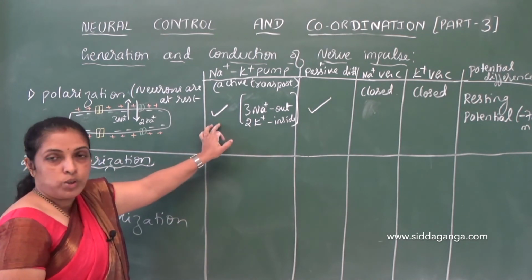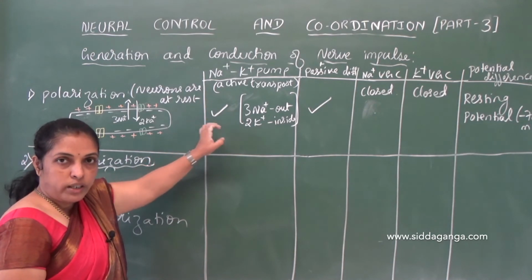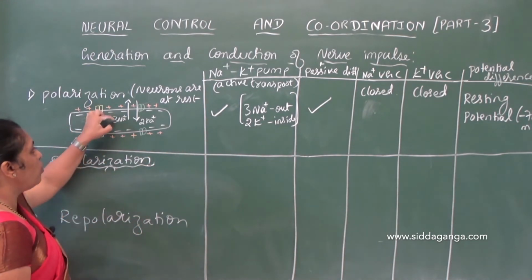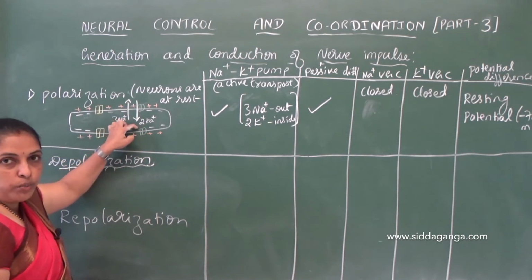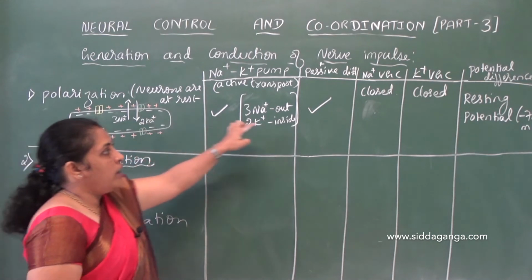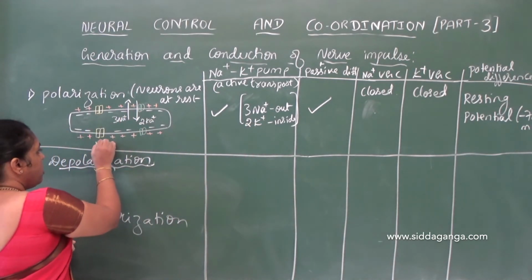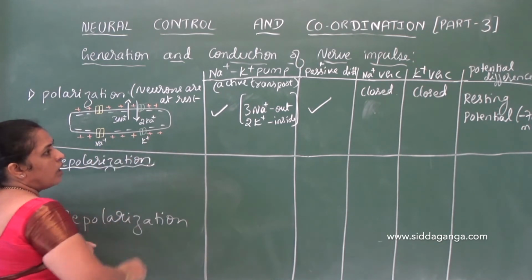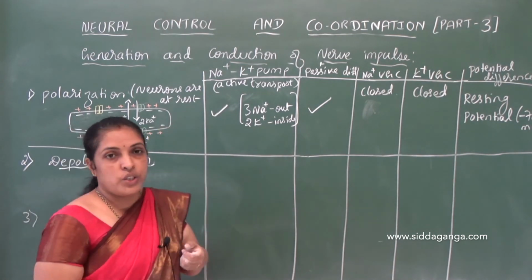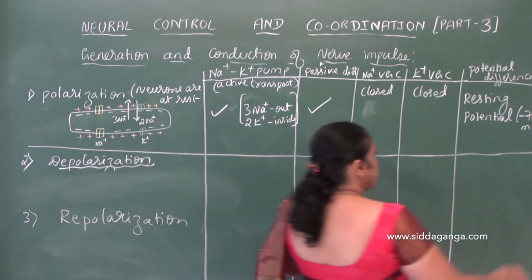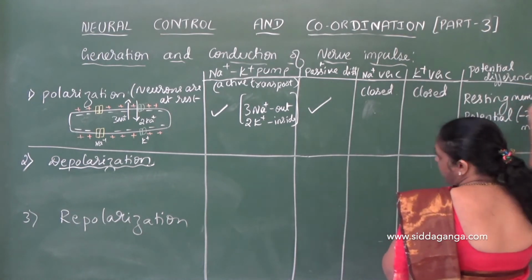Along with that, the sodium potassium pump also takes place. It is an active transport. It requires ATP molecules. For this, 3 sodium move outside the cell and 2 potassium enter into the cell, and sodium and potassium gated channels will be closed. They are closed, and the potential difference developed across this membrane is called resting membrane potential or resting potential. It is minus 70 millivolts.